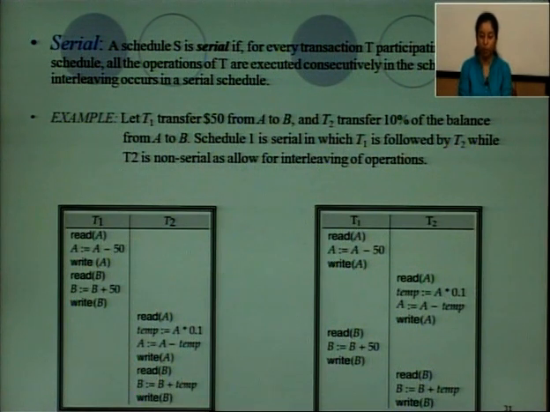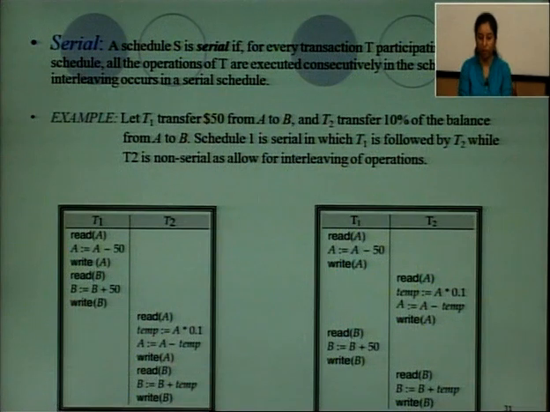interleaving of the operations. You can see in this slide the two types of schedule, T1 and T2, and another table also shows the operations of T1 and T2. In the first table, transaction T1 reads A, then decrements it by 50 and writes, then reads B, B is incremented by 50, then writes. It means transaction T1 is complete.